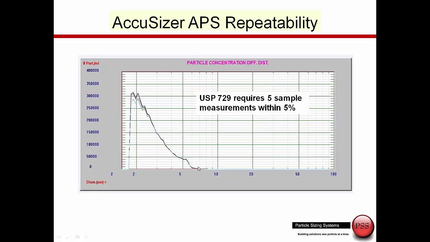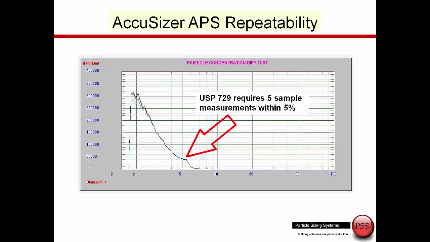There is also, when you do USP 729, a requirement for the repeatability of these measurements. And what we see here are 5 different samples analyzed using the AccuSizer APS. And these results in terms of the percent of particles greater than 5 microns must be within 5%. And we see that very easily achieved using the AccuSizer APS.